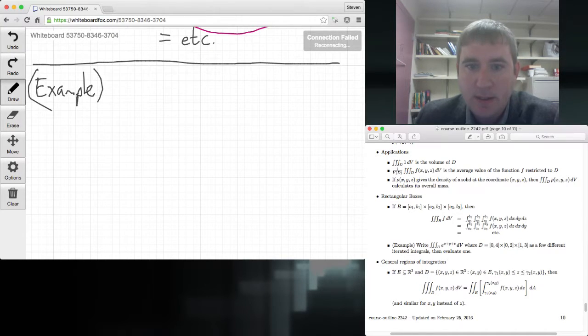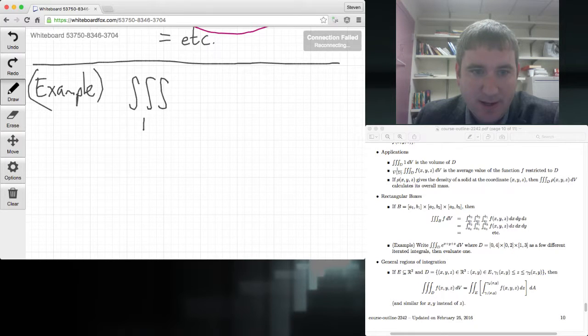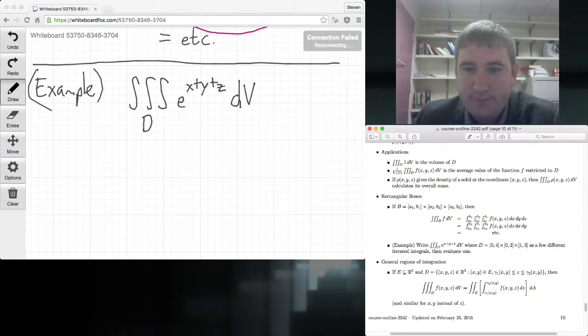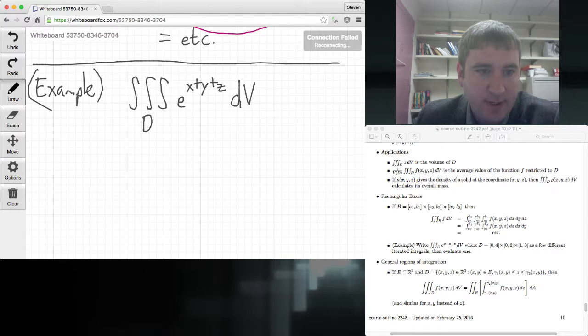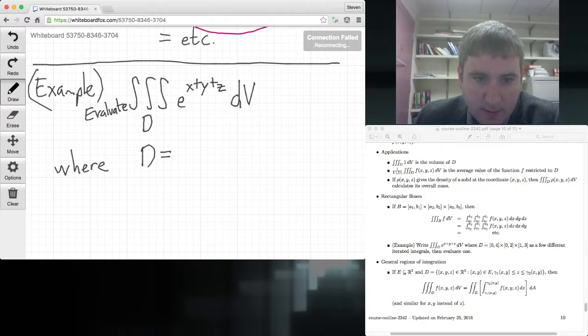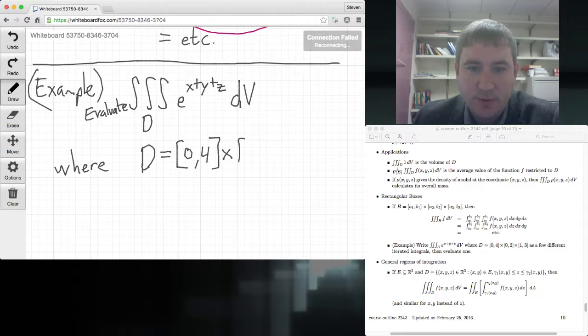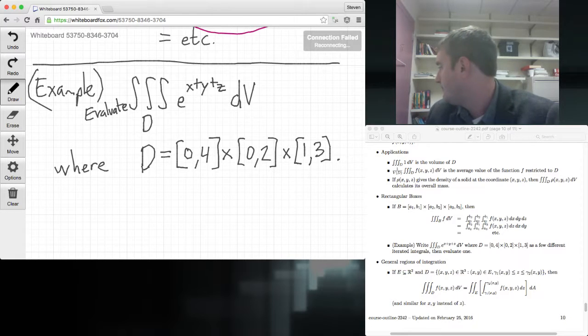So here's an example problem. Does it not look like I took that one from the book? I think the book has a similar problem, but they chose a really wackier thing to integrate. So this one's pretty straightforward. E to the x plus y plus z dV. All right, and I want to integrate that over D, so evaluate, that's what I'm asked to do, where D is equal to: x has to be between 0 and 4, y has to be between 0 and 2, and z has to be between 1 and 3. Okay?